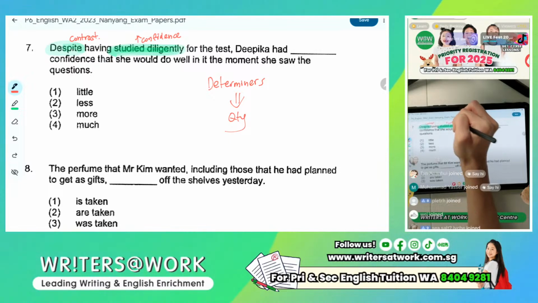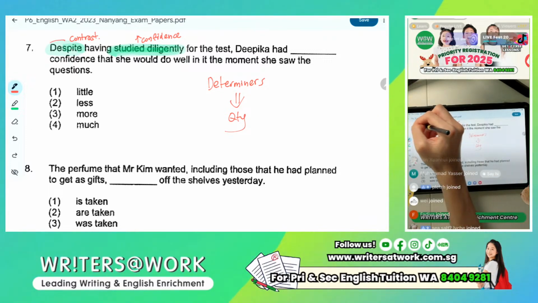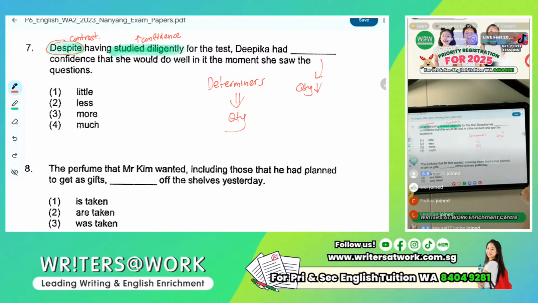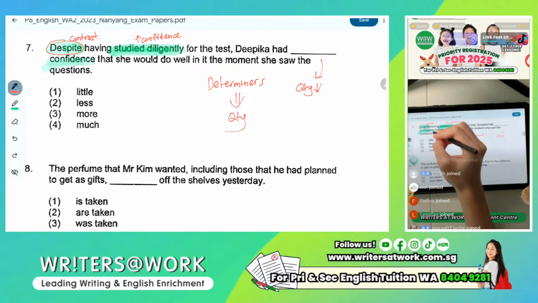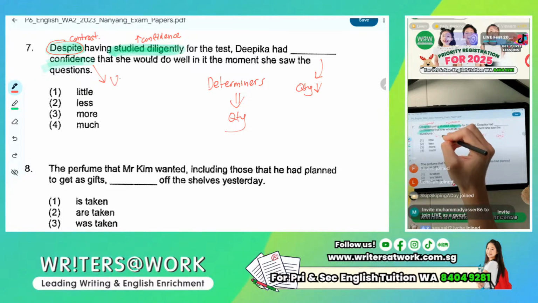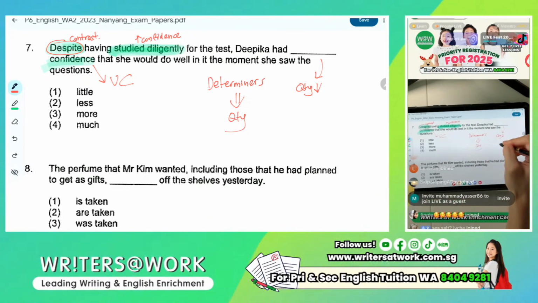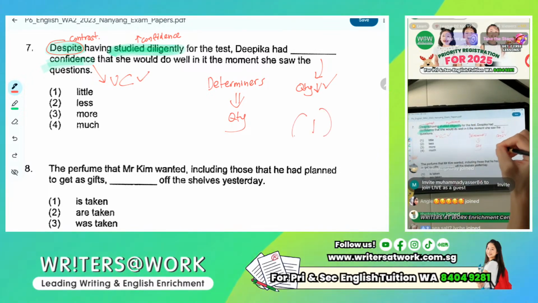So you are probably very assured that you will do well. But at the same time, you can see that there's a word despite, which means that the actual fact is the confidence level is very low, quantity low. And over here, we talk about confidence. We are looking at something that is uncountable. As such, these two criteria will tell us our answer is she had little confidence.